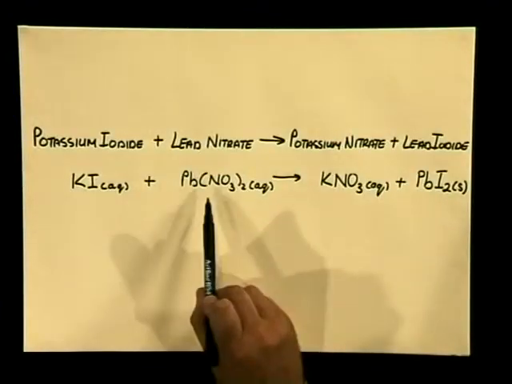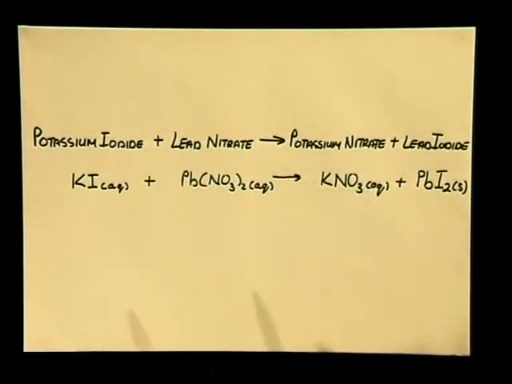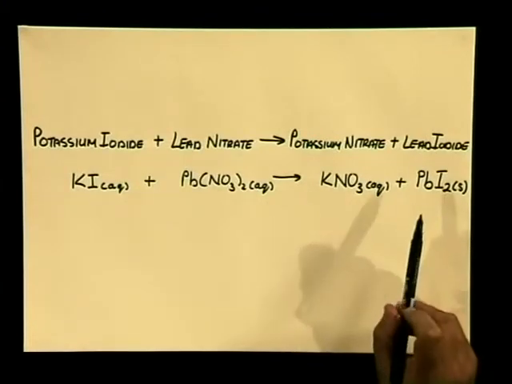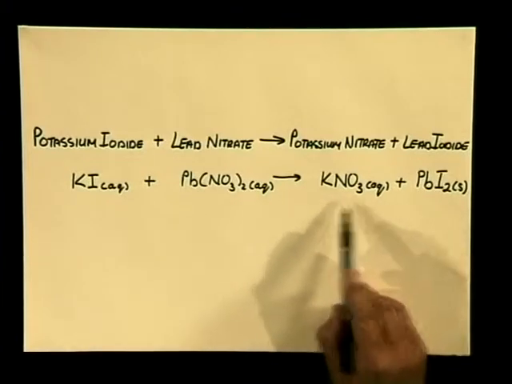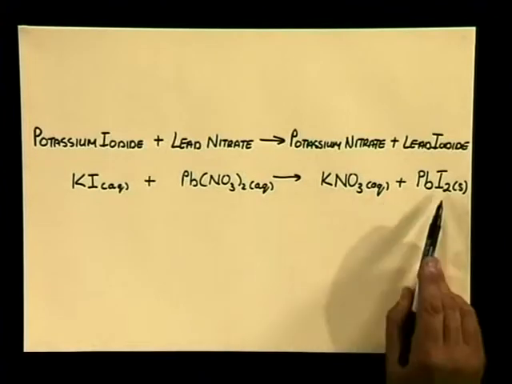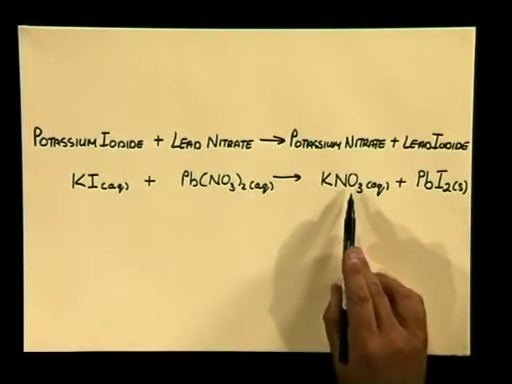Let's now write a balanced chemical equation to describe the chemical reaction. Here are the chemical formulas for the equation written underneath the words. Do you notice that the equation is not balanced? Count the number of ions before the reaction and the number of ions after, and you will notice that we need 2 iodides at the start and we need 2 nitrates at the end.